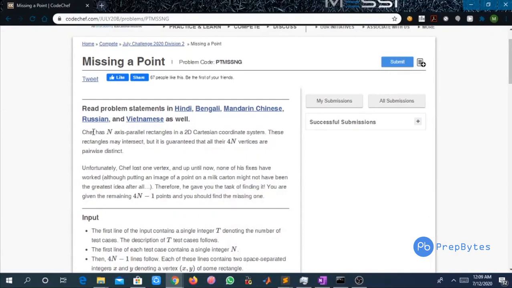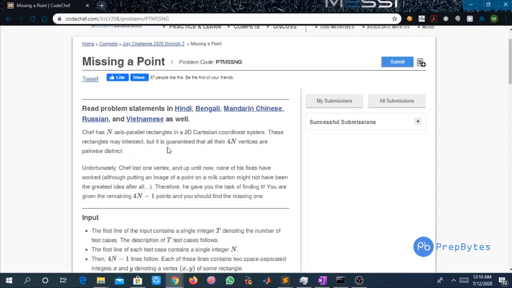The question says a shape has n axis-parallel rectangles in a 2D Cartesian coordinate system. That means the sides of the rectangles are parallel to the x-axis and parallel to the y-axis, right? These rectangles may intersect, but it is guaranteed that all their four vertices are pairwise distinct.